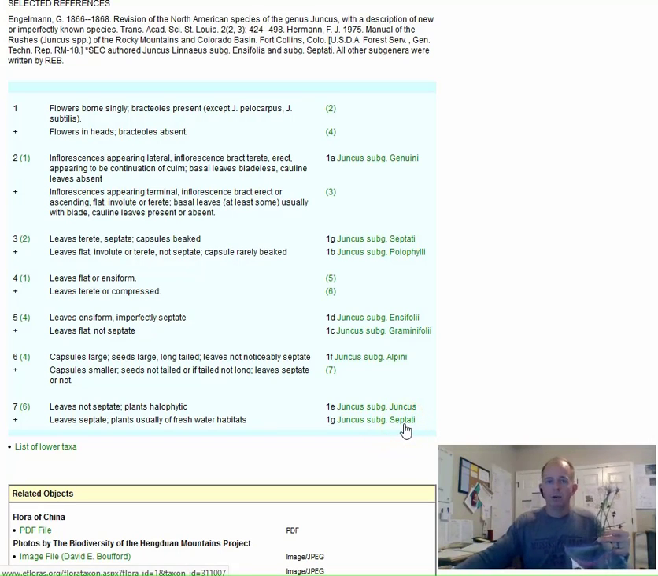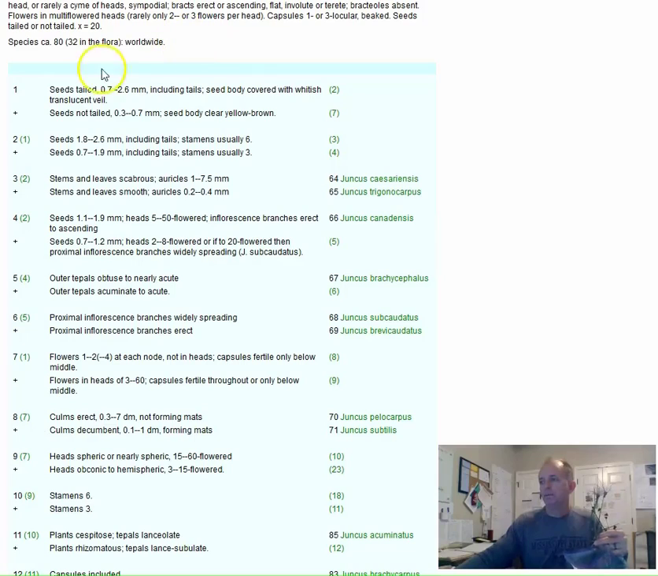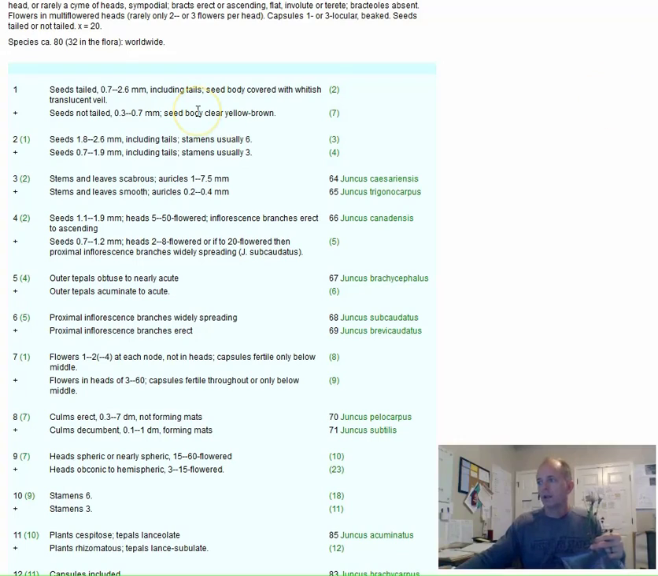Septati. Okay, well, it's septate leaves. That kind of makes sense. So let's go over to Septati. All right, so we come over here, and it says seeds tailed. They don't have tails. Okay, seeds not tailed. The seed body clear yellow-brown. That's what they look like. And that's kind of a yellow-brown. It looks more yellow-brown actually looking at it with a hand lens than on this microscope.